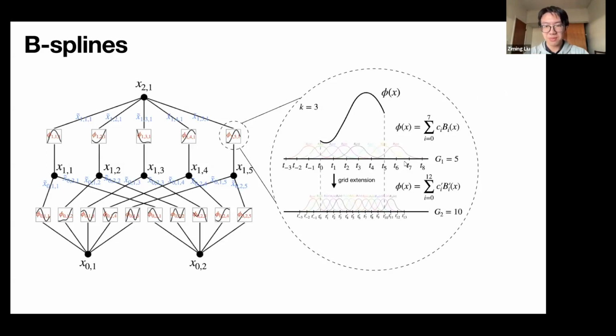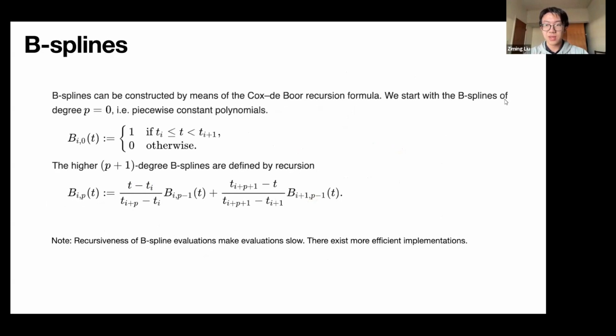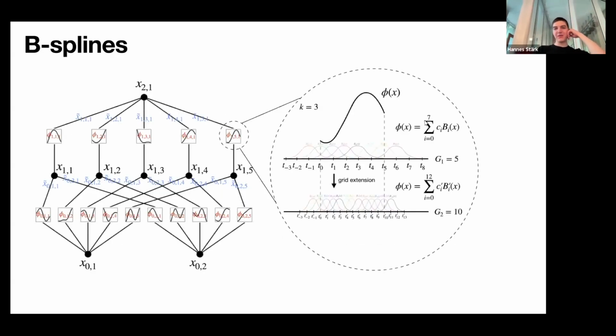But this is something that you can choose. Well, for B, wait a second. Okay, yeah, Hannes. If you go a slide back, what are we actually parametrizing in this B-spline then? Just the coefficients or also the locations where they have the bases?